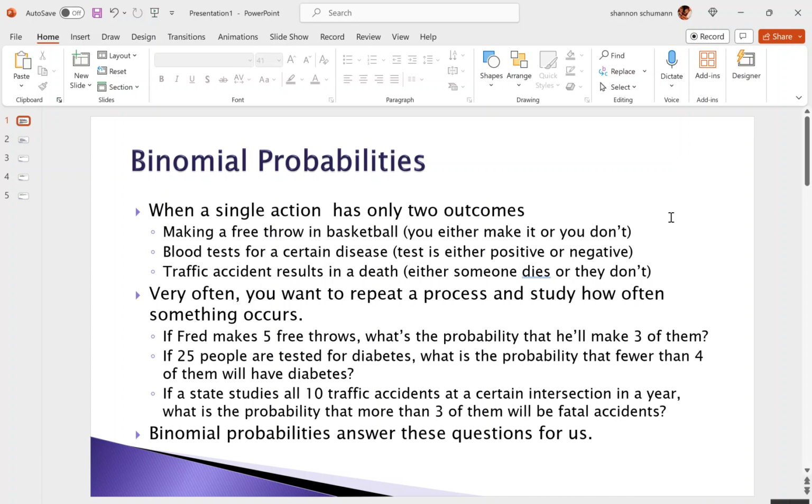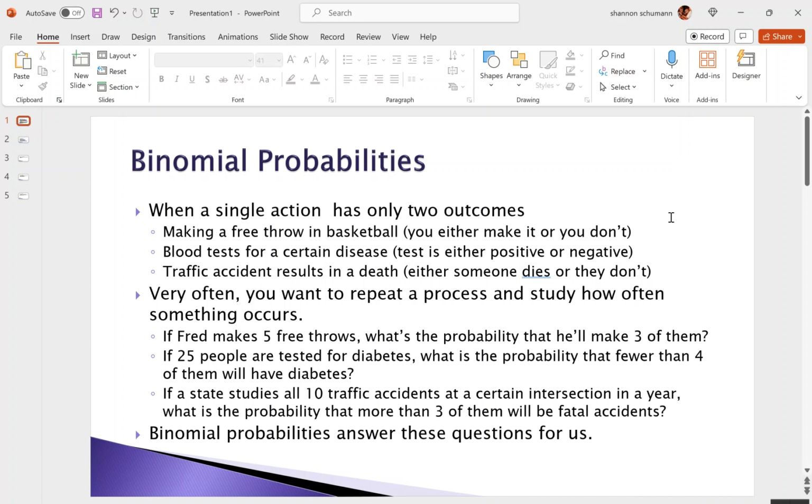So for example, if somebody makes a free throw in basketball, you either make the free throw or you don't make it. Maybe you give somebody a blood test for a certain disease. The test comes out positive or negative. Maybe a state is looking at traffic accidents and they want to find out what's going on with fatal traffic accidents. Someone either dies in the accident or they don't.